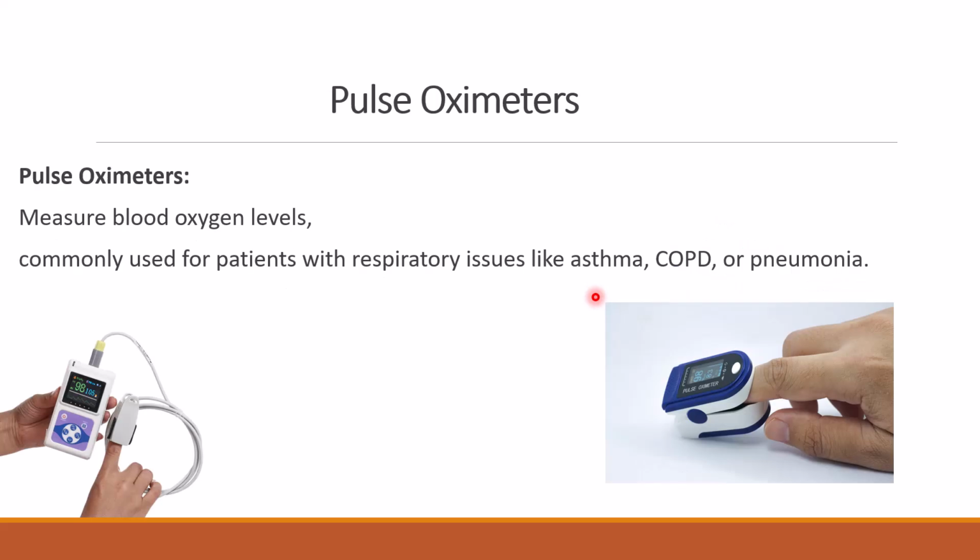The third kind of devices is the pulse oximeters. We use the pulse oximeter to measure the blood oxygen levels, and it is commonly used for patients with respiratory issues like asthma and COPD. We have two types of them used in home care. The fingertip, like this, most of them are Chinese, and we have this one, which is the handheld pulse oximeter. This one is more accurate than this one, and contains, of course, a battery.